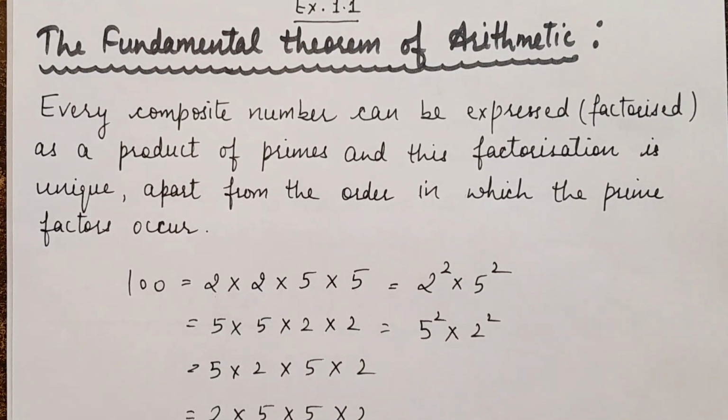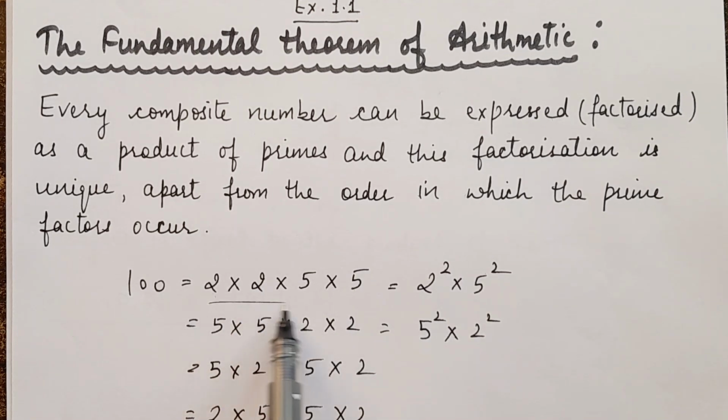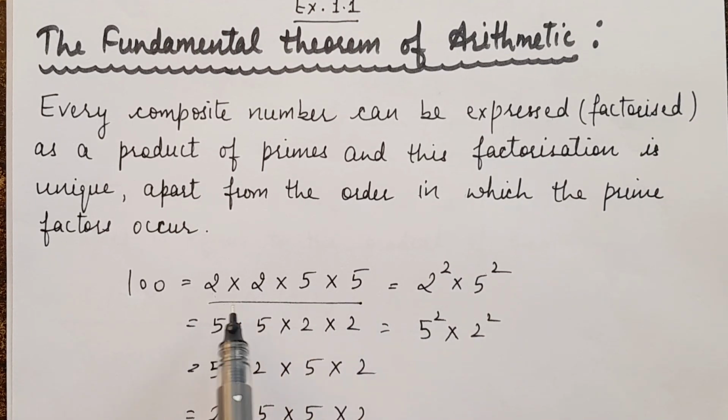इनके अलावा कोई और फैक्टर 100 का नहीं होता. 4 factors are there, 2 2 5 and 5. So apart from the order आप change कर सकते हैं, but this factorization is unique. There is no other factor of these 100 other than 2 and 5.